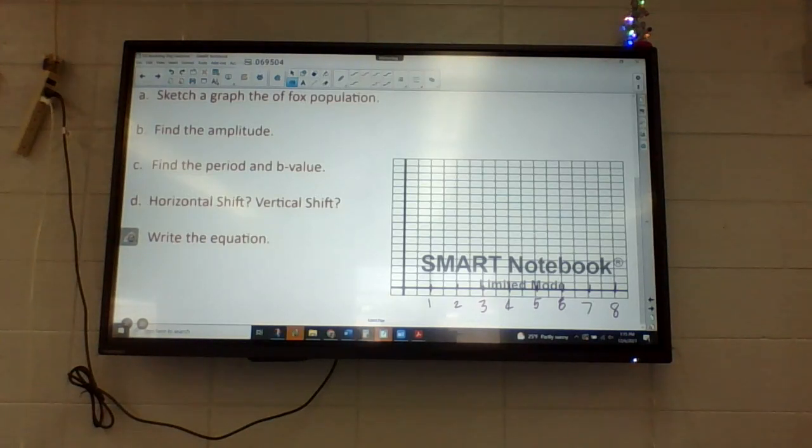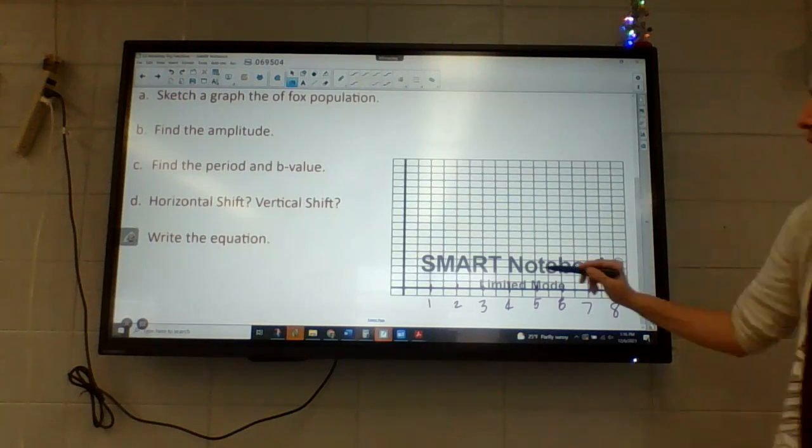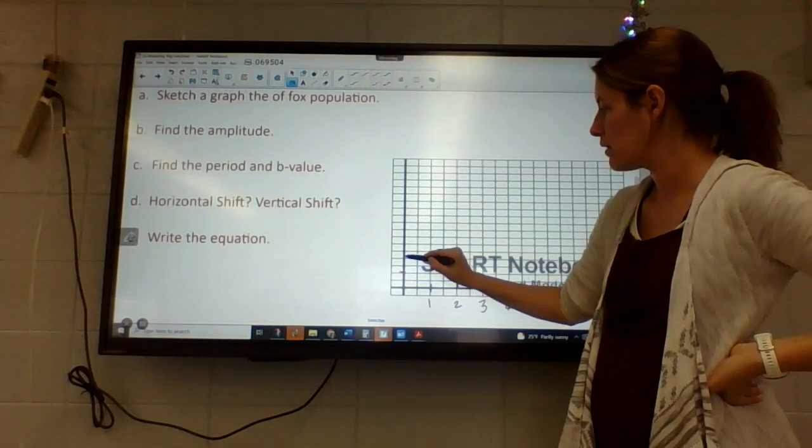And then we need to figure out the side. So the minimum value of foxes was 200. The maximum was 800. So that helps us determine our spacing up the side of this graph. So in this case, probably just going up by hundreds, or even skipping a couple and going up by 100 I think would work okay.